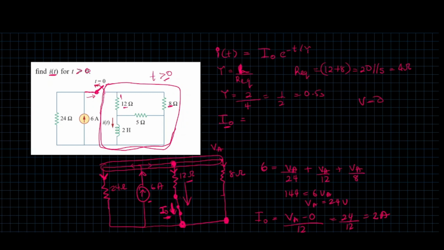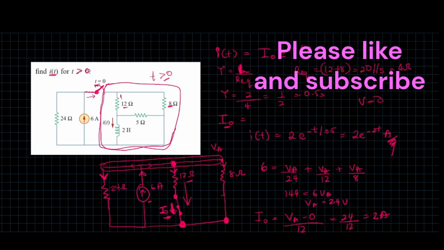So going back to my equation, I of t is equal to 2 amps times e raised to the power negative t over tau, which is 0.5. That becomes 2 e raised to the power minus 2t amps. This is much preferable, so this is your final answer.